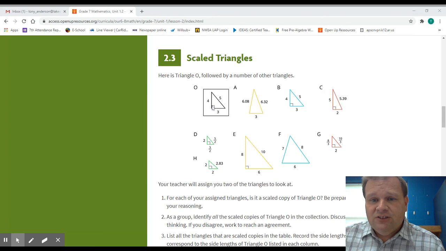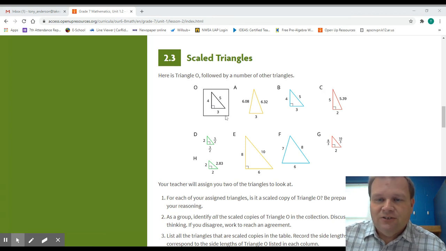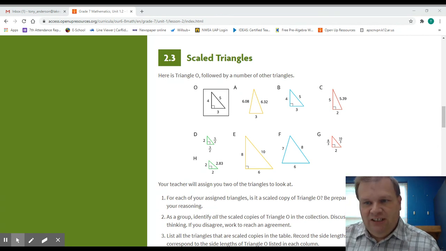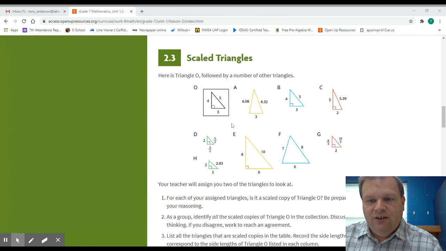Now there are some others there, and I believe your next question will ask you to choose another scale copy and tell what the scale factor would be. Now, the correct scale copies here for triangle O are B, D, E, and G. Those are the scaled copies.